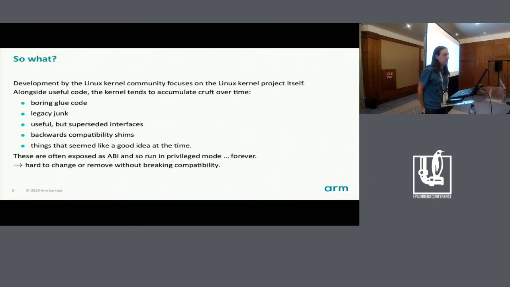So what's the impact of that? Well, in practice, a lot of the stuff that we develop ends up in the privileged code base of the kernel, which means we tend to accumulate in privileged mode some glue and legacy stuff. Features that are valuable but have been superseded by more flexible interfaces over time, backwards compatibility stuff, and some things that seemed like a good idea when we originally added them but may not seem like such a good idea now. But because these are exposed via this low-level interface, they tend to be stuck running in privileged mode forever, and we can never get rid of them unless we are happy to break backwards compatibility.